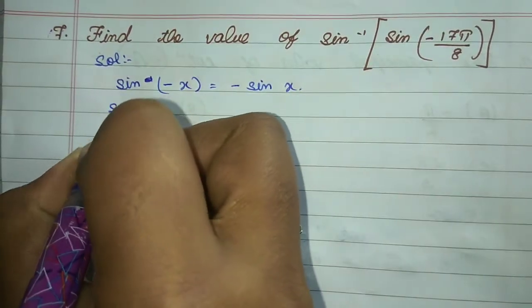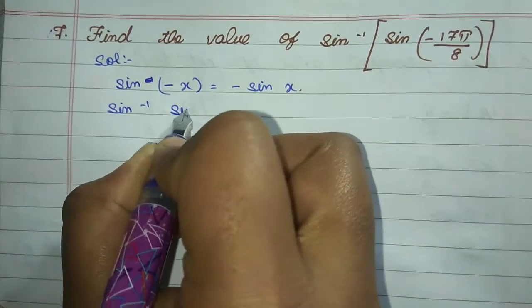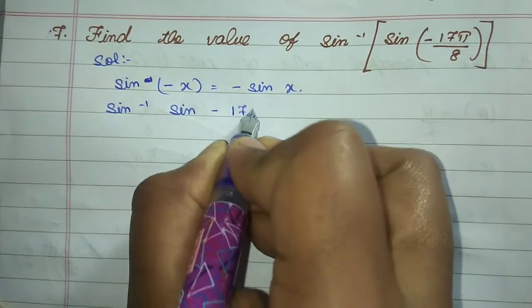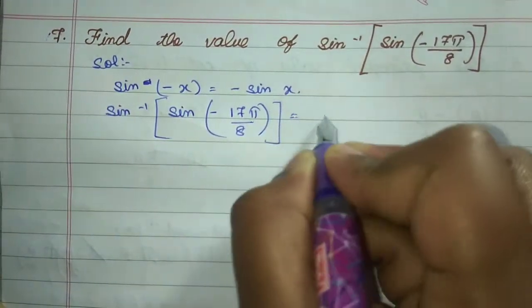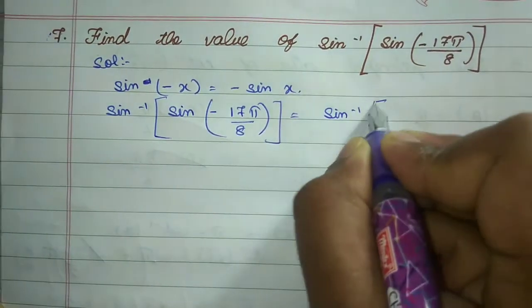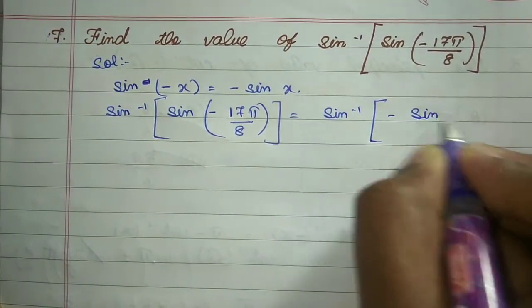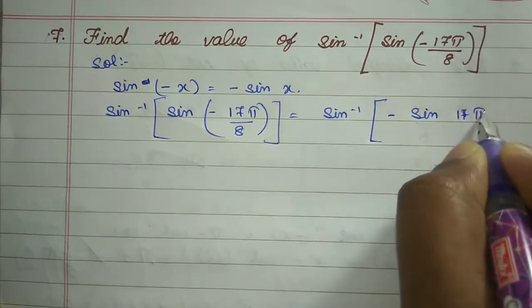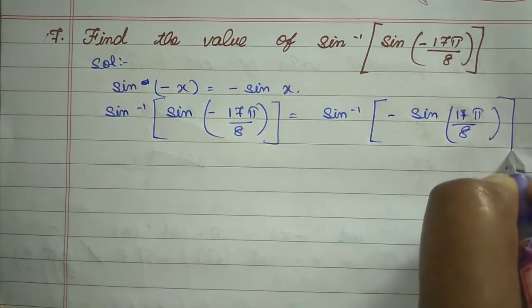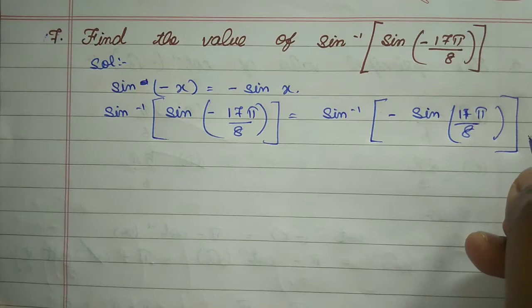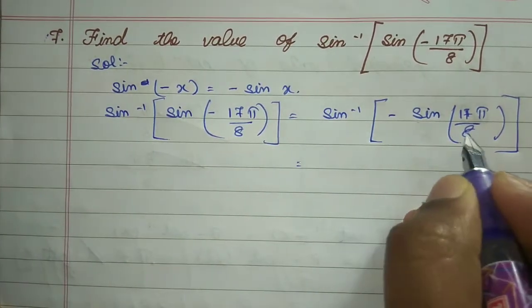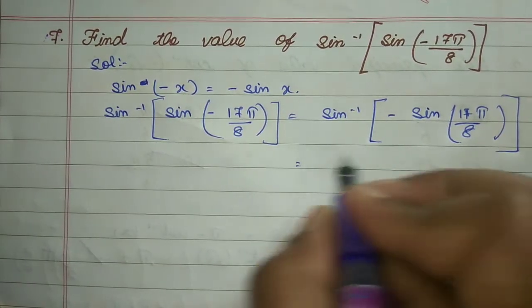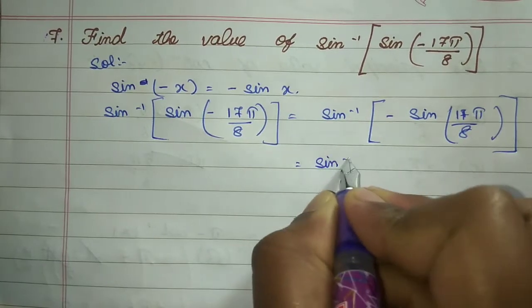So sine inverse of sine of minus 17 pi by 8 will be rewritten as sine inverse of minus sine 17 pi by 8. This is the formula. I think this will be clear for you. If you have any doubts, you can just mention it in the comment box. I will make you clear. Okay, so next we don't know the value of sine 17 pi by 8, so we will be simplifying it again.